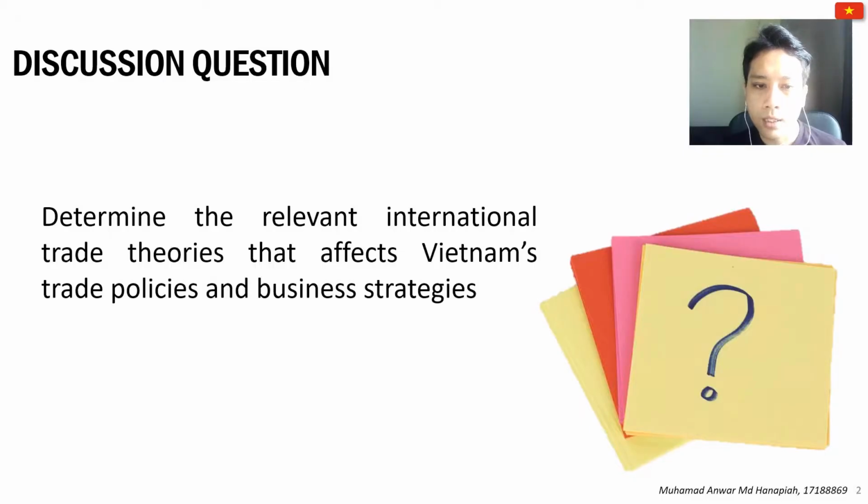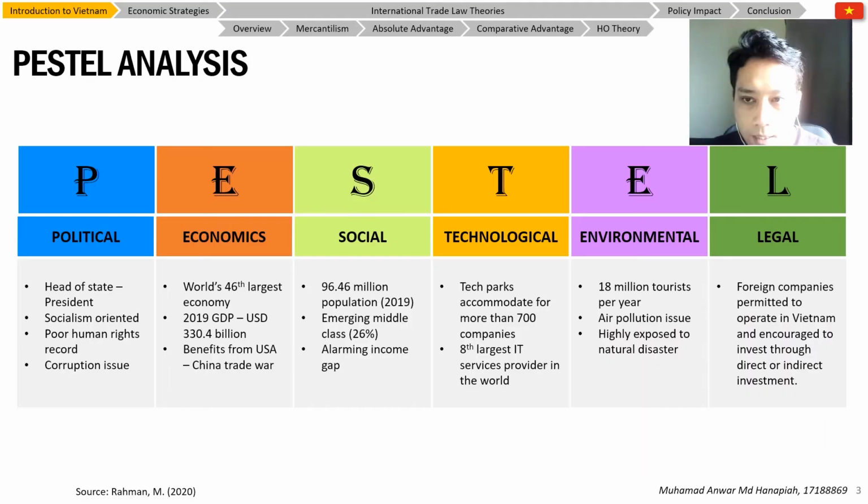So the question given to us is to determine the relevant international trade theories that affect Vietnam's trade policies and business strategy. To summarize, we can say that Vietnam is a socialism-oriented country. However, from an economic standpoint, they have actually adopted capitalist principles. So that makes them the world's 46th largest economy. It is interesting to note that Vietnam is one of the largest beneficiaries of the US and China trade war. And in terms of technology, Vietnam is now the eighth largest provider of IT services in the world.